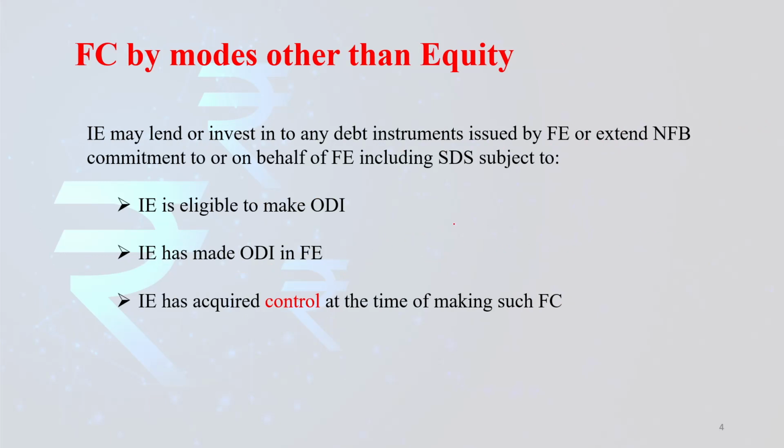Then let's talk about financial commitment by modes other than equity. In the earlier slide, we have seen that financial commitment can be made through equity, debt, and non-fund based facilities. So if it is made by modes other than equity, what are the provisions? Here it is written that an Indian entity may lend or invest in any debt instrument. Debt instrument is a defined term: it means an instrument other than equity, issued by a foreign entity, or the Indian entity may extend non-fund based commitment to or on behalf of a foreign entity, including a step down subsidiary.